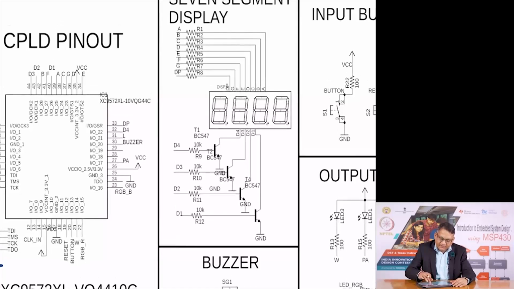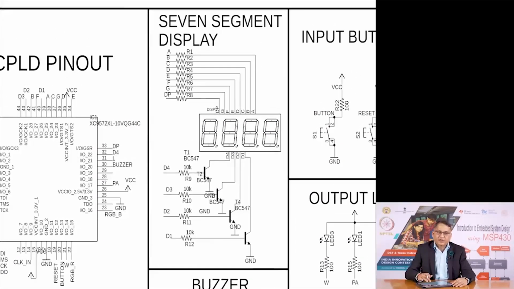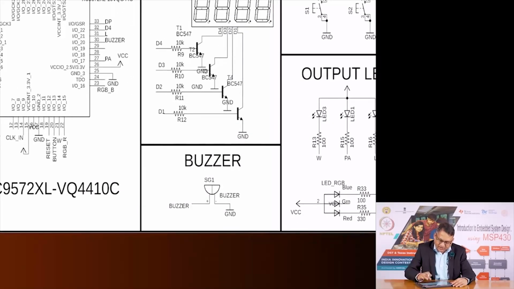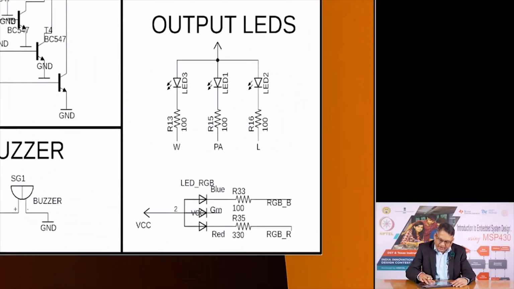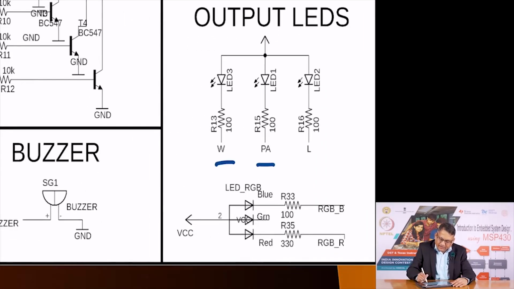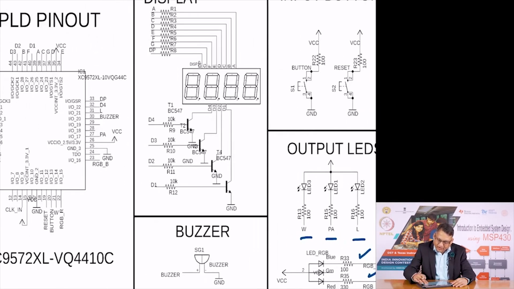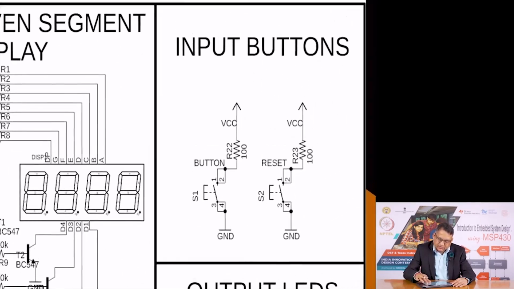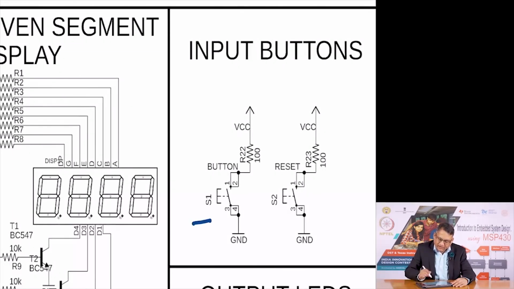Here is the display, which is a 4-digit 7-segment display. Here is the buzzer. These are the output LEDs for win, play again and lose, and also stage 1 and stage 2, and these are the 2 switches for playing, the user button and the reset switch. This is what we have.